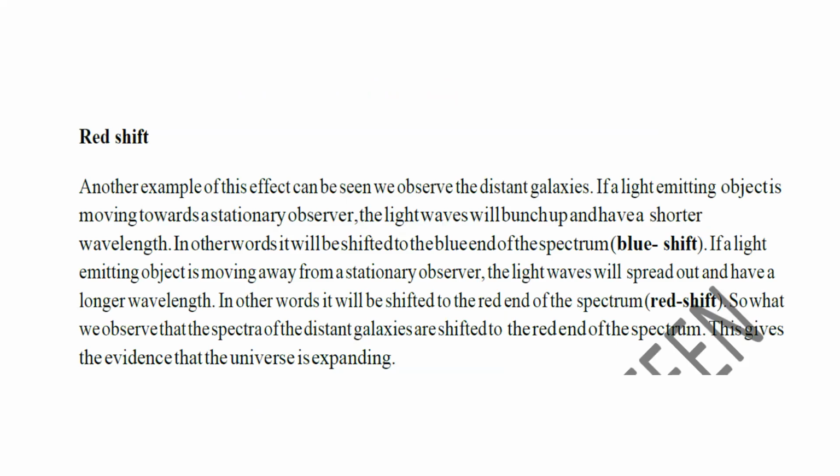Then what is the concept of a red shift? We have visible light, which includes violet, indigo, blue, green, yellow, orange, and red, VIBGYOR, where red has the longest wavelength and lowest frequency, and violet has the shortest wavelength and the highest frequency.